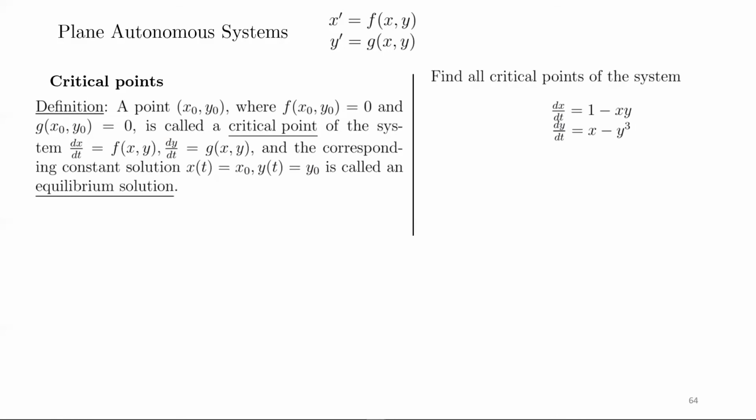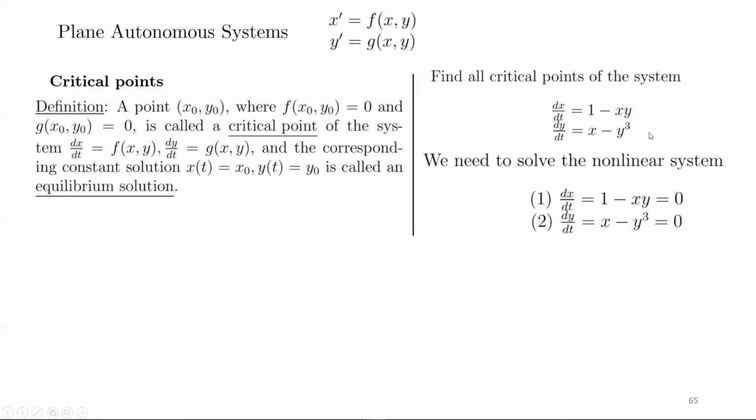So, what do we have to do to do that? Well, we have to say the right-hand side of these equations, 1 minus xy, has to be equal to 0, and at the same time, x minus y cubed has to be equal to 0. So we have to solve this nonlinear system: 1 minus xy equals 0, x minus y cubed equals 0. These two things have to be true at the same time.